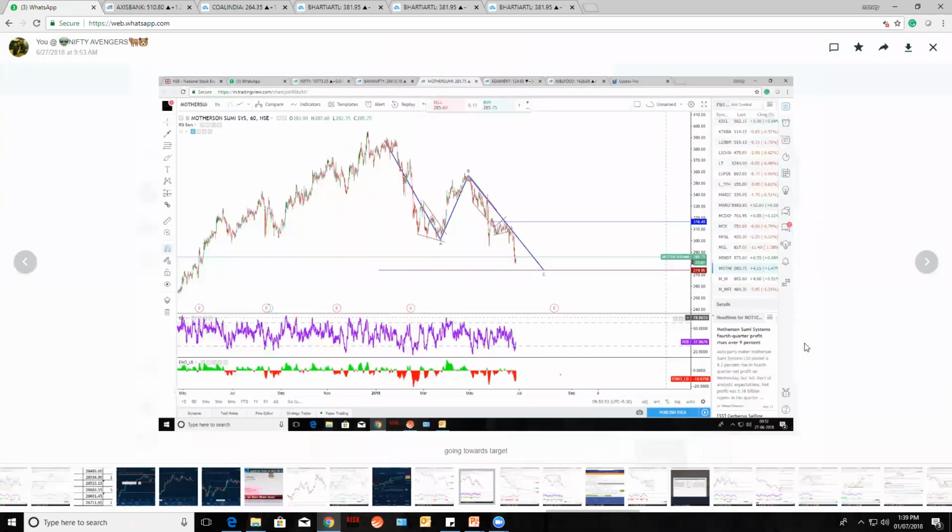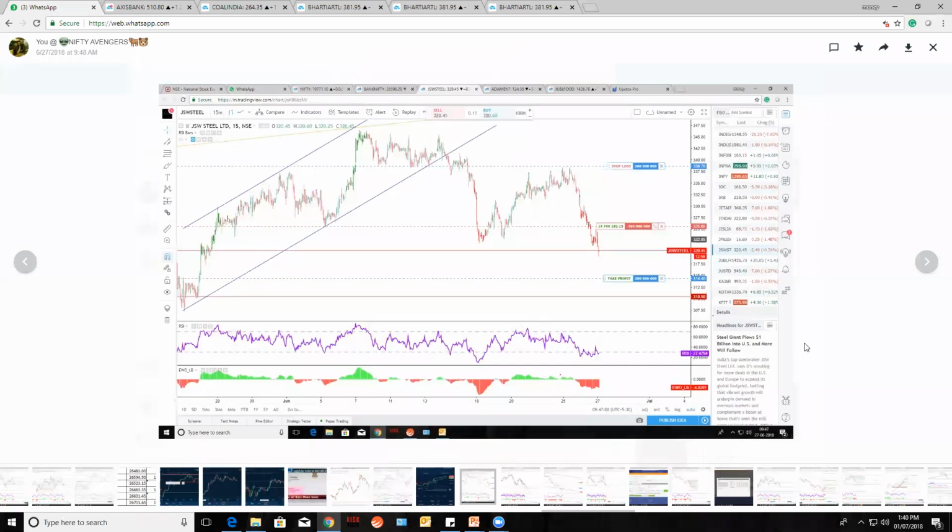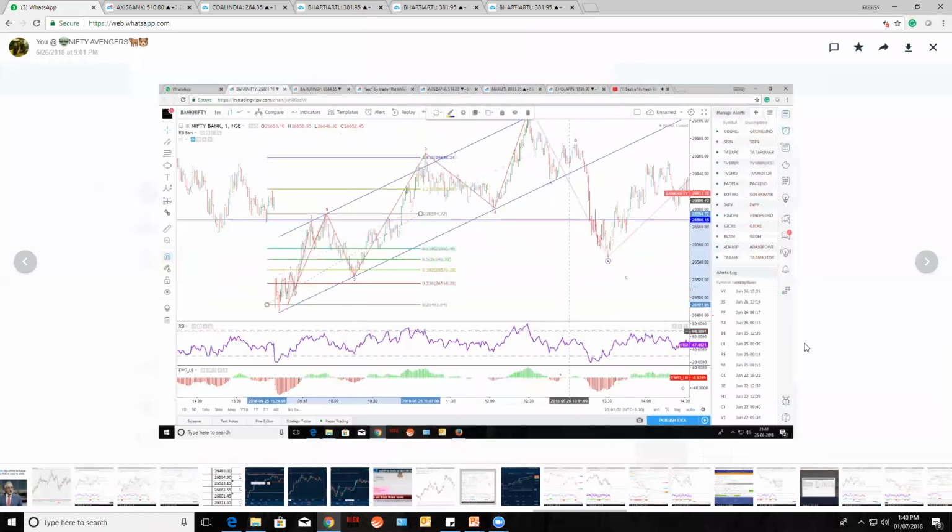See, this is Motherson Sumi. Which type of correction was it making? It's a zigzag correction. In some examples, we will go through the charts we shared. It's a zigzag correction. This is a zigzag correction, and after this, this is a zigzag correction again. A simple ABC structure.